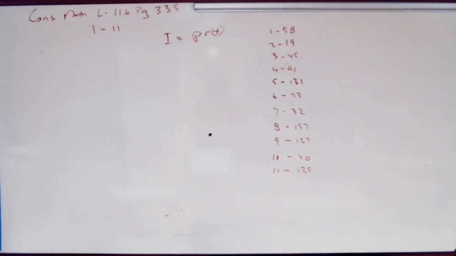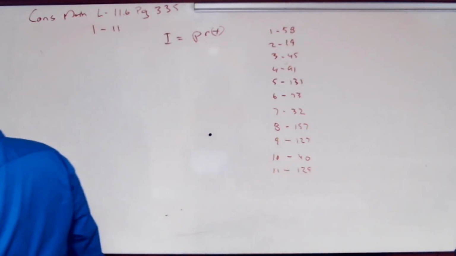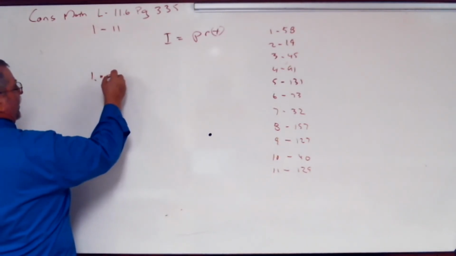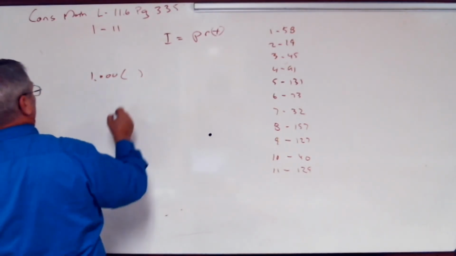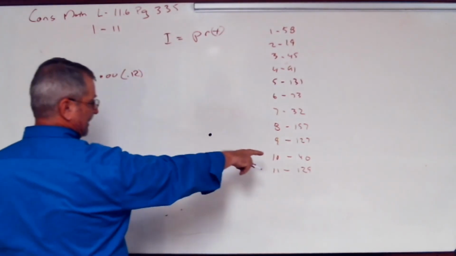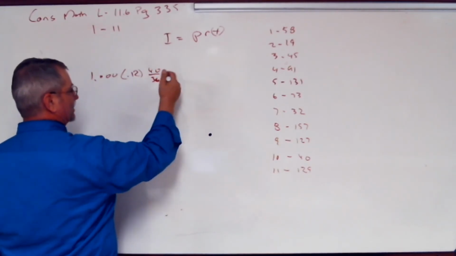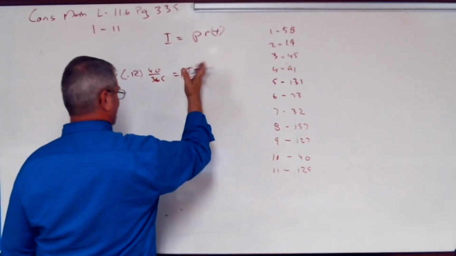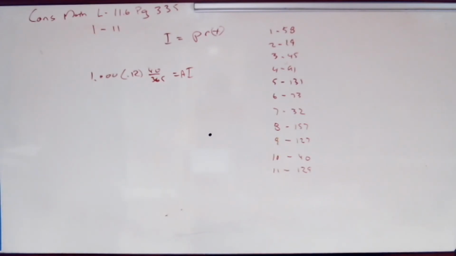So what you got going on here is you do the I equals PRT. So face value is 1,000. Okay, interest rate is 12%. What did I say we were doing? Number 10? 10 is 40 days. 40 over 365. Okay, just like that's going to equal the interest, the accrued interest. It's how much interest you got.